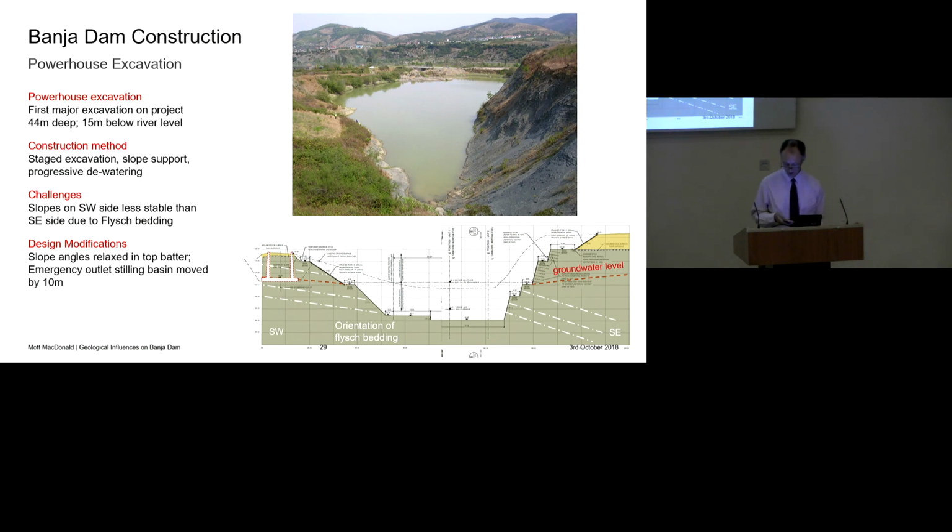You can see that one of the challenges we had is that the beds, the fleece beds, although variable in this area, were reasonably constant and dipped into the slopes on the southeast, but out of the slopes on the southwest. And therefore, the slopes on the southwest were inherently less stable than on the other side. And you can see that from the photograph. Over the years, these slopes have weathered down and come to rest at a much shallower angle than these slopes.